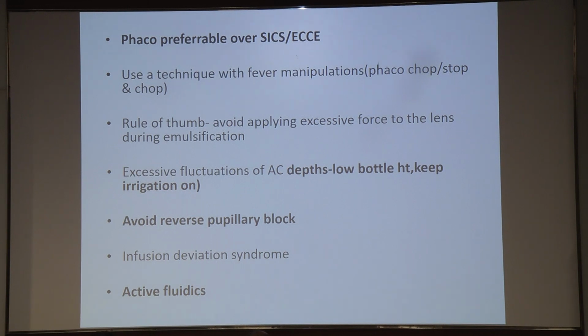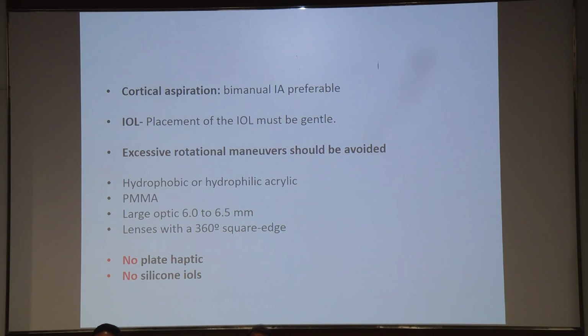Phaco is always preferable over SICS, and always follow the dictum of slow phaco. Rule of thumb is to avoid applying excessive force on the lens during emulsification. Avoid reverse pupillary block and infusion deviation syndrome. And whenever possible, if you have access to the active fluidics system, that gives a better outcome, or you can say better comfort during the surgery. The cortical aspiration should be bimanual because there may be a sticky cortex just below the anterior capsule at many places. So bimanual IA is preferable.